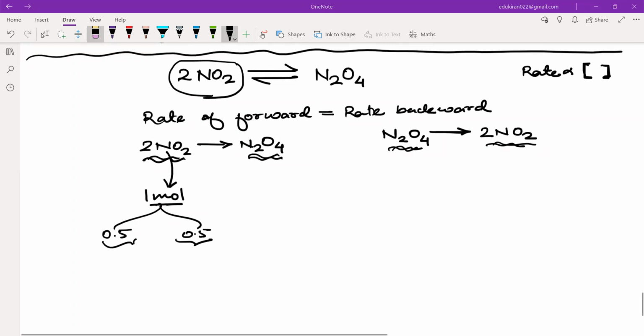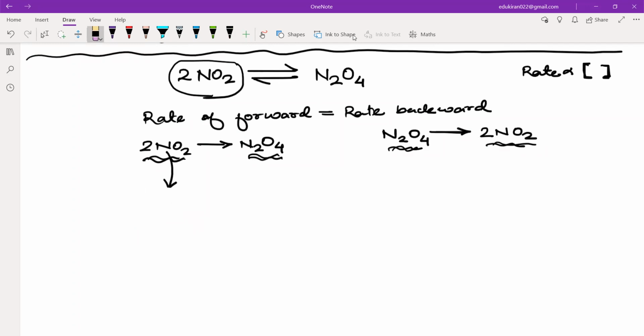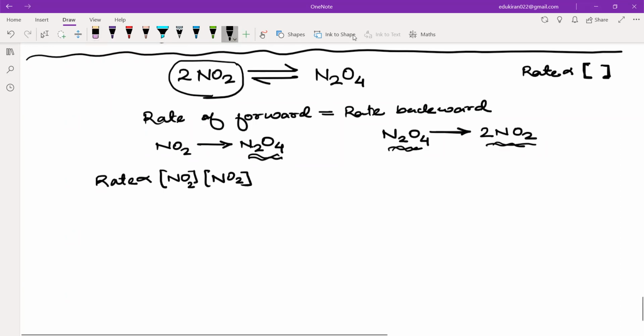Okay. That means whatever the concentration is, it is also related to the stoichiometric coefficient, right? Because when we are using 2 moles here, I can say the rate of the forward reaction is directly proportional to the concentration of NO2 into the concentration of NO2, because I can write this equation like this. Yes or no? And for here, the rate is directly proportional to the concentration of N2O4 only, because we have only one reactant.